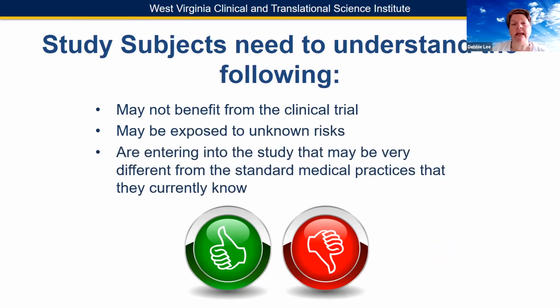After entering the study, things may vary different from their standard of medical practices. So for example, if you're looking at a disease state of diabetes, the patient currently only gets their A1C every 6 months since it's controlled. But with the clinical trial, they will be getting it every 3 months. So making sure that they understand that, because that's different from what their current standard medical practice is for them.